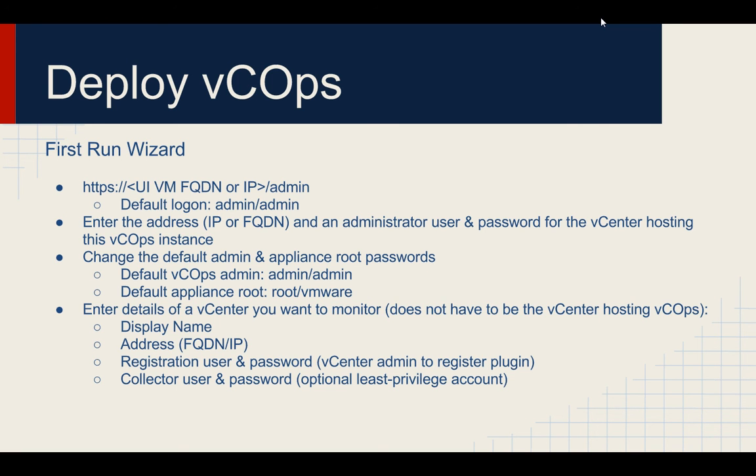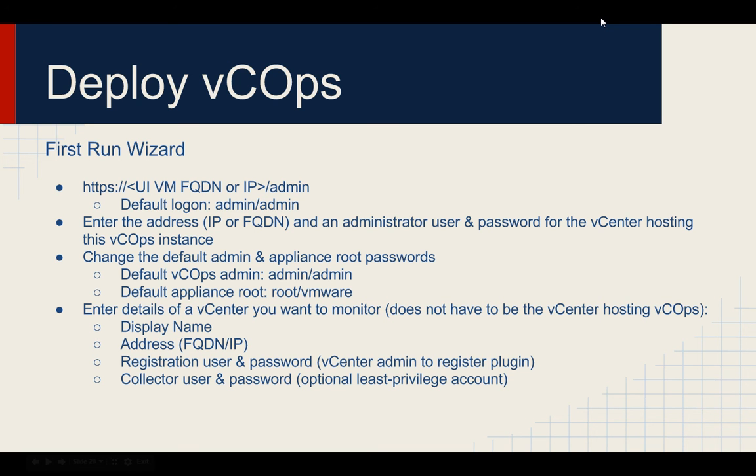The first thing you need to provide is the address, either an IP or FQDN, and an administrative credential for the vCenter that is actually hosting this instance of vCOps. It's not necessarily a vCenter you're going to monitor, but it's the one hosting this vCOps, so it can do some of its own configuration as part of the deployment.